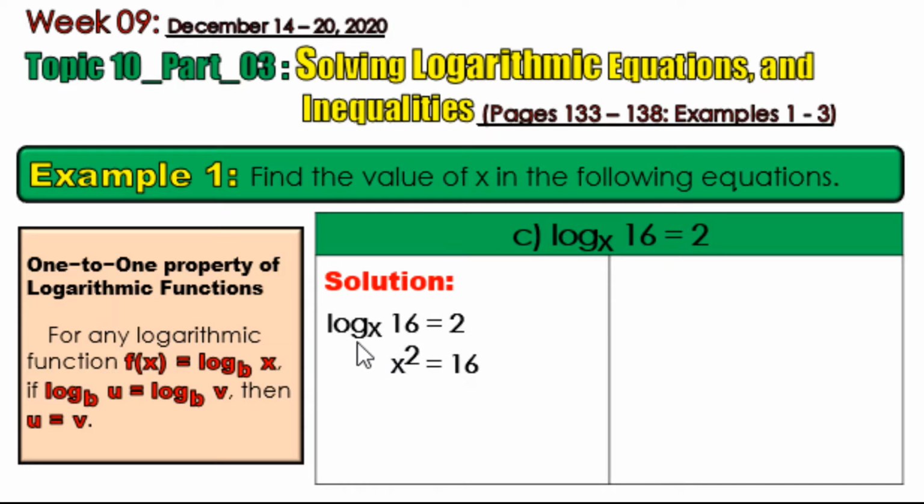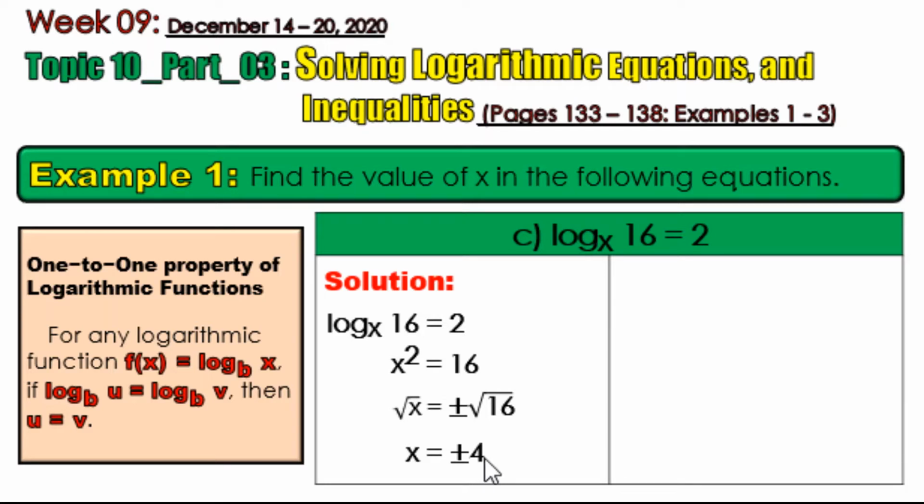If we express this as an exponential expression, that is x squared is equal to 16. So how do we solve for x? We'll take the square root of both sides of the equation. x is equal to positive or negative square root of 16, and the answer is x is equal to positive or negative 4.